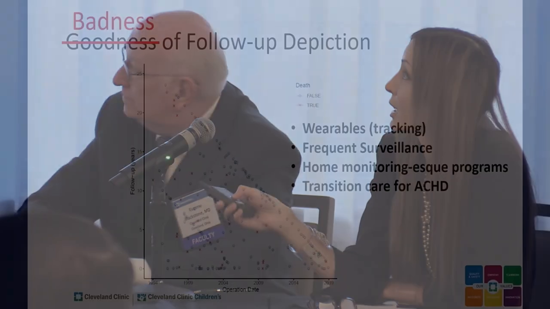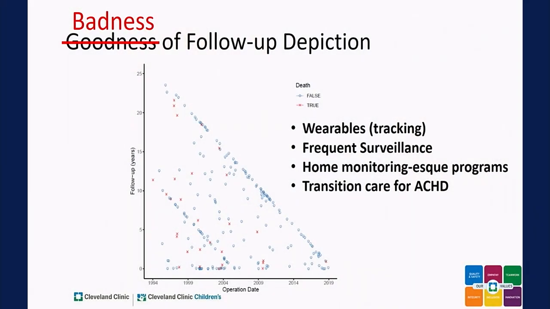No, I think it's a great point. I think this slide highlights what I'm terming the badness of follow-up in this population, which is the Achilles heel of understanding outcomes in this population. Any talk about wearables, I'm all in with that. Frequent surveillance, clearly, home monitoring-type programs. Obviously, the work by Nancy Ghanayem and her colleagues popularized this in single ventricle management. There's no reason why it could not be extended to complex patients with ccTGA who arguably are at risk for sudden death by virtue of arrhythmias, and banded babies.